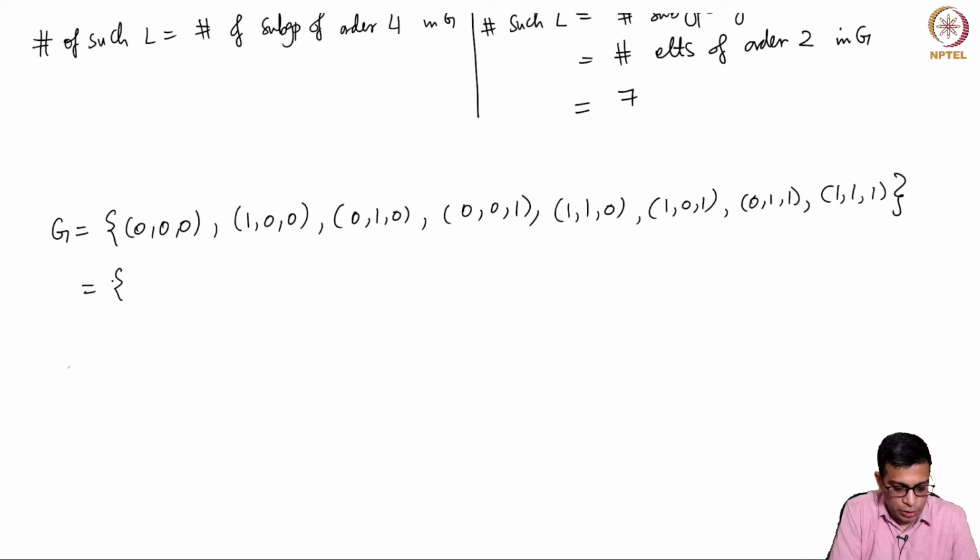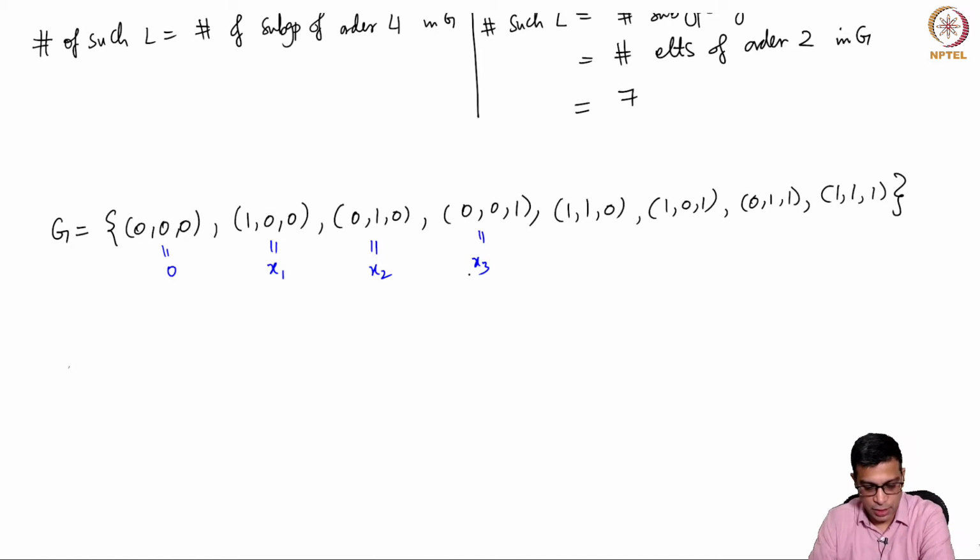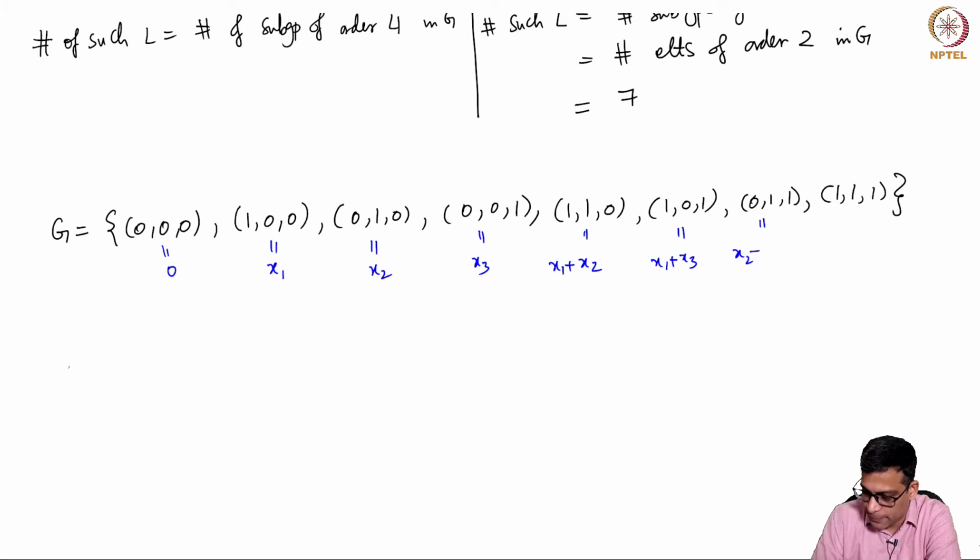Okay, so I'm going to call this 0, call this x1, call this x2, call this x3. In some sense, they are the generators. Then this will become x1 plus x2, this will become x1 plus x3, this will become x2 plus x3, this becomes x1 plus x2 plus x3. So it's an abelian group. We are going to use additive notation.